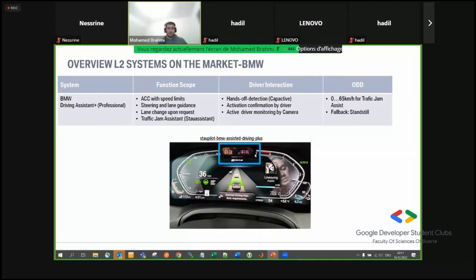monitoring the driver. That means not only the hands-off detection, that if the driver is putting his hands on the steering wheel, is done better with the capacitive method. Capacitive method means it works like touch screens. That means the system knows that you are putting your hands there. If you put something there, like the guy from Tesla, it will not work. The system will recognize that you are not putting your hands there.